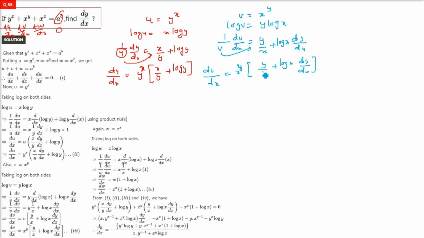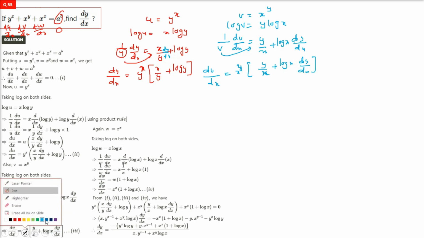This is the second term. So du by dx, dv by dx already done. Now we'll go ahead with our x to the power x. So there will be dy by dx here also. See, x log y is 1 by y and then dy by dx. So there is one dy by dx which I left. So I am completing it right now.